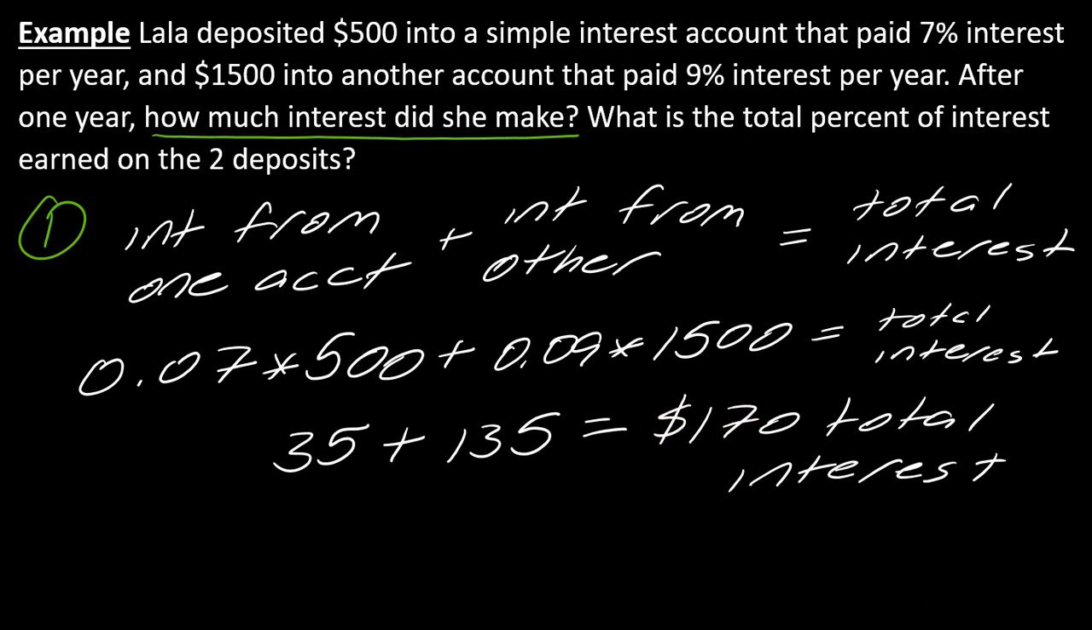But now we want to pivot to this other question, which is what is the total percent of interest earned on the two deposits? What this is really getting at, if you're not sure, is: if I combined these two amounts, the $1,500 and the $500, and I know that I get $170 in total interest, what is the single percentage that was applied to this amount of money, the $1,500 and the $500? So let me clear some space.